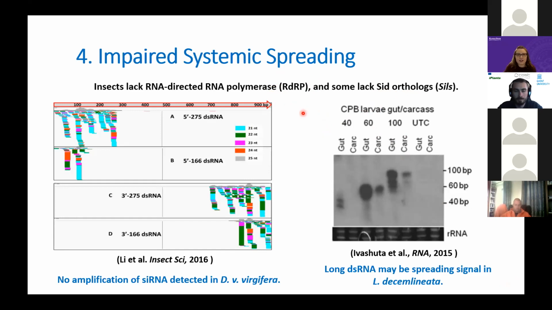silencing signal in insects. So studies conducted in Western corn rootworm suggest that there is no amplification of siRNA, and that indicates that amplification might not be a prerequisite for efficient RNAi silencing, since the Western corn rootworm has a very robust response. And interestingly, there's evidence from the Colorado potato beetle that suggests that long double-stranded RNA is the silencing signal. So above 60 base pairs, you can detect double-stranded RNA in the gut as well as in the carcass after oral delivery of double-stranded RNA.